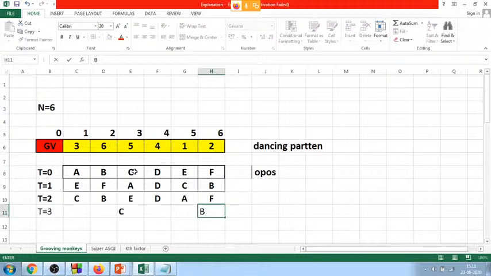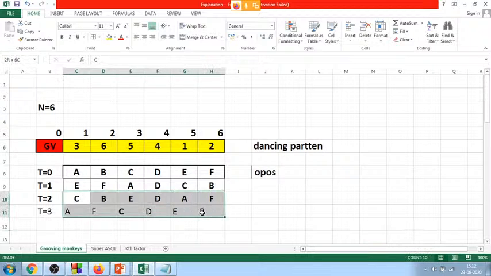Again, E moves to fifth position. D will be at same position, no changes with D. A moves to first position. Again, F moves to second position. I hope everyone is clear with the flow I am going with. You should understand what is going on here, then only you will be able to solve the question easily.